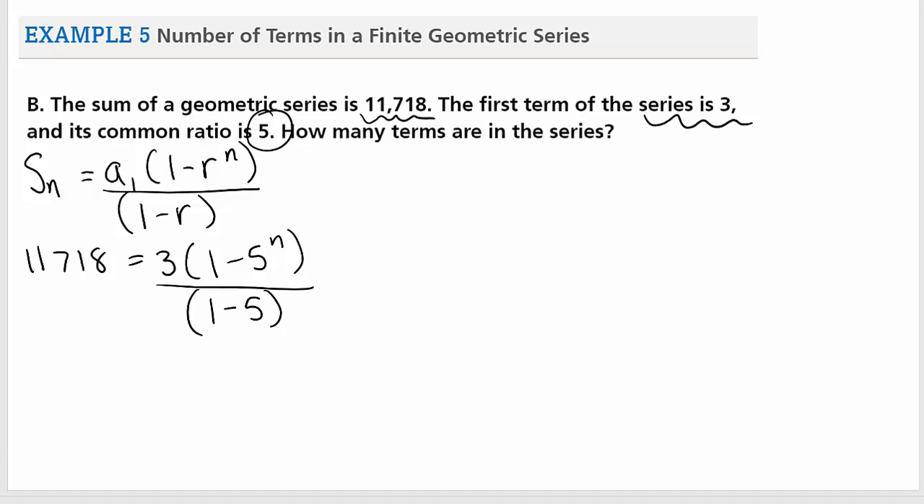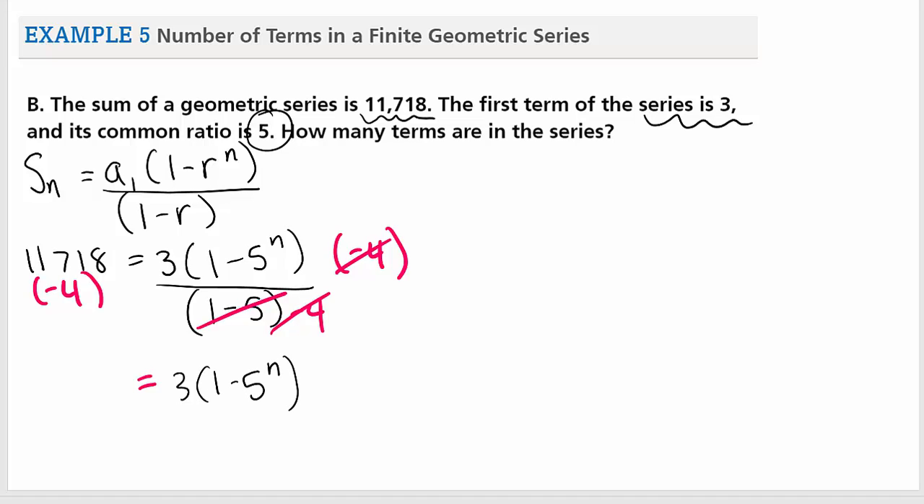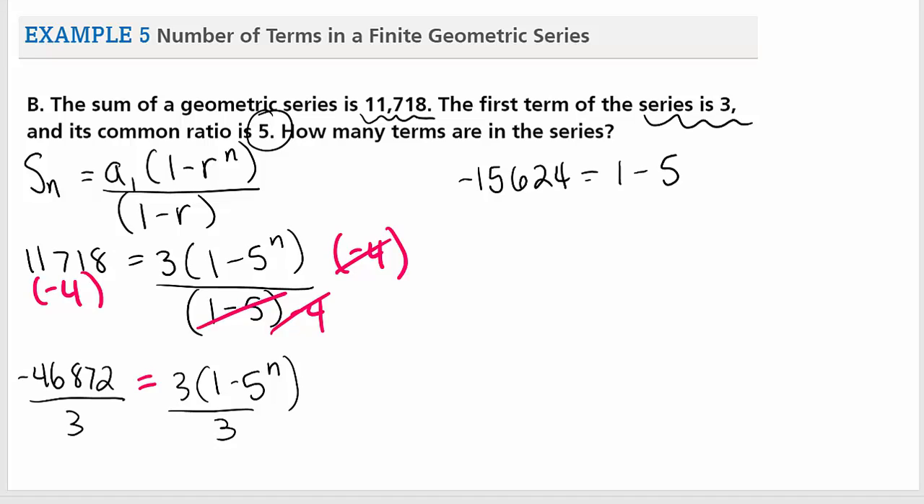If we look at this denominator, this can be simplified to -4, and then we can multiply both sides by -4 to cancel the -4 on the right-hand side. So we're left with 3 times 1 minus 5 to the n on the right-hand side, and negative 46,872 on the left-hand side. We can divide both sides by 3 because we're trying to get to the inside of the parentheses to use that n value. When we divide by 3, negative 15,624 is equal to 1 minus 5 to the n.